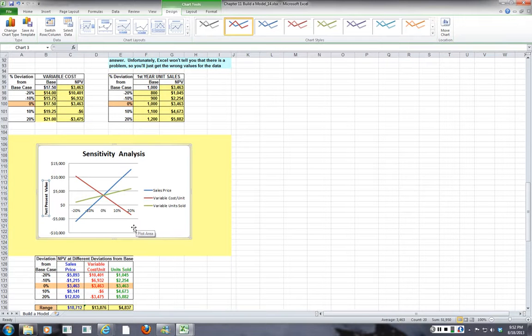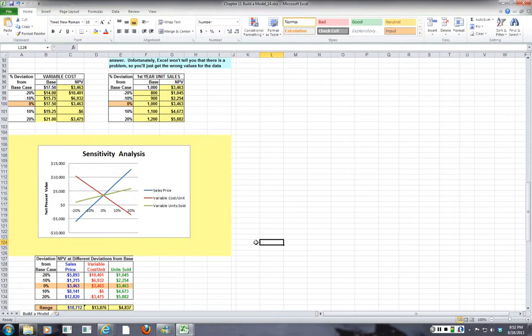So what you see is, when the variable cost is a minus 20%, it really enhances the net present value. On the other hand, if the sales is positive by 20%, look what happens to the net present value. It goes above $10,000. So anyway, this gives us a pretty good idea of how these variations take place. And this is a sensitivity analysis that shows the impact of changes in sales and variable costs and the number of units sold on net present value.